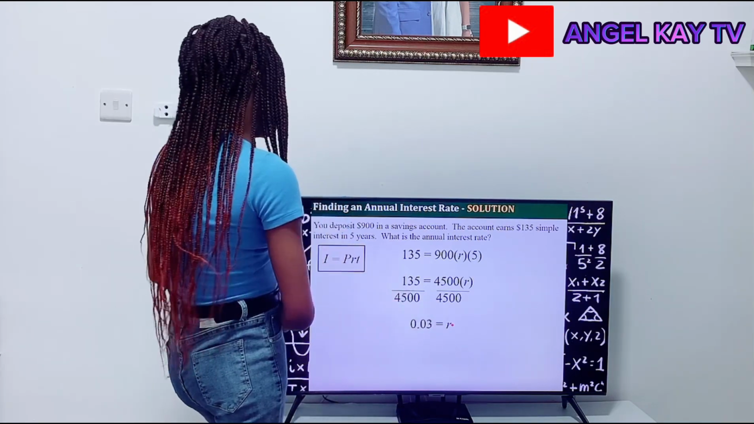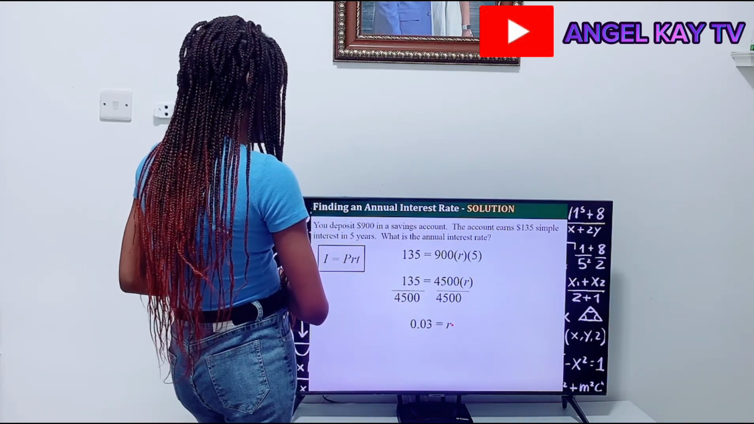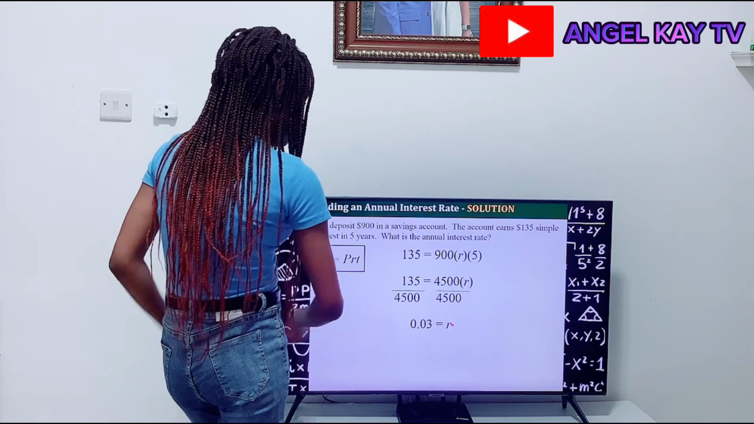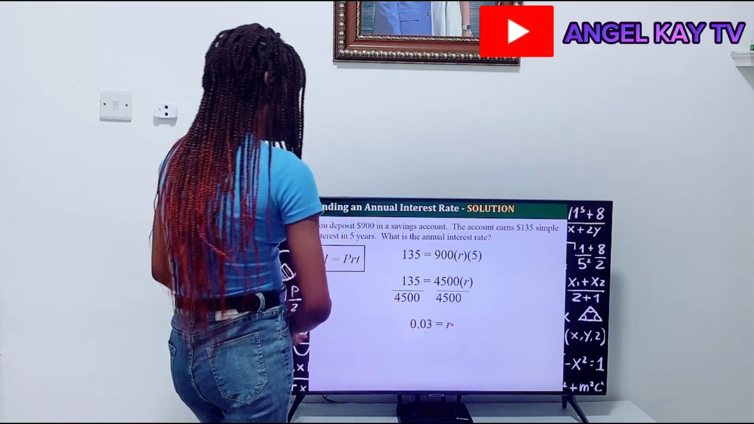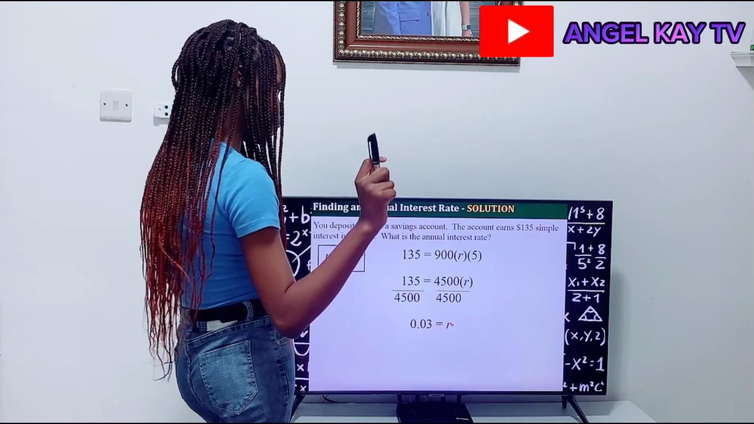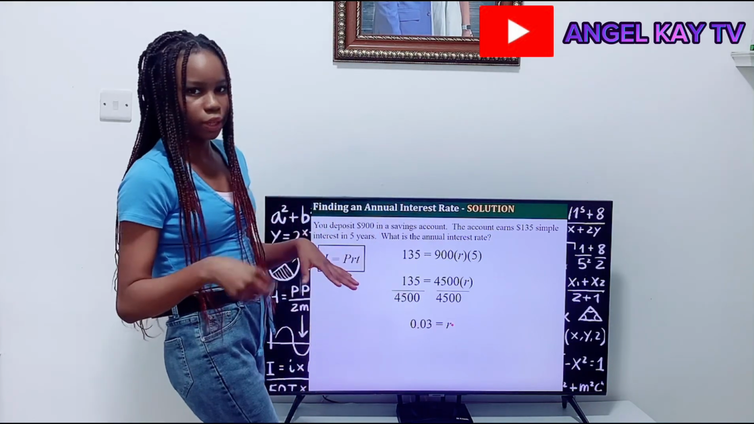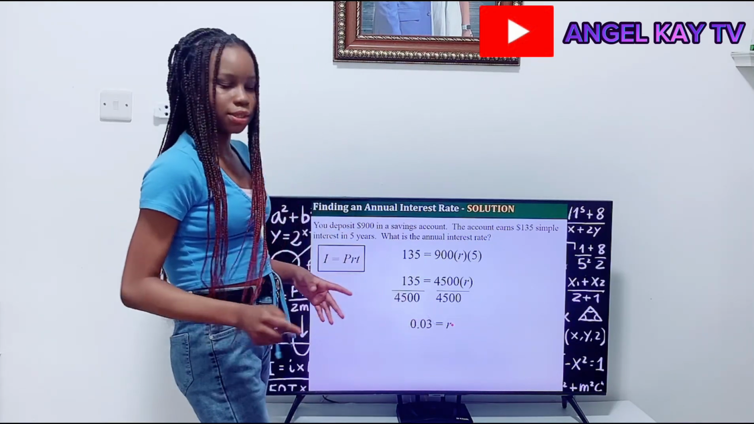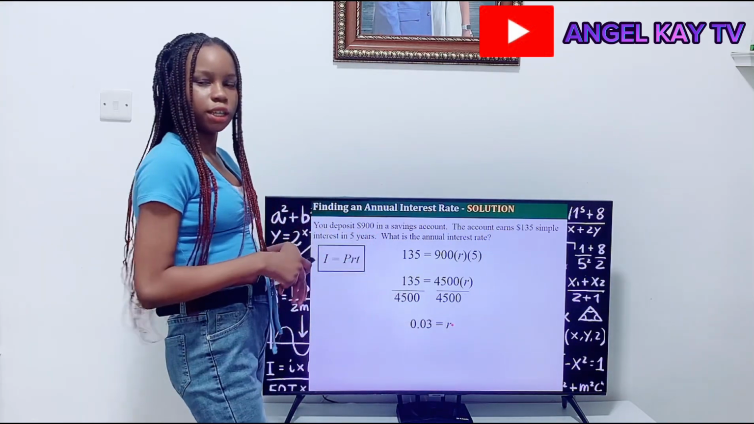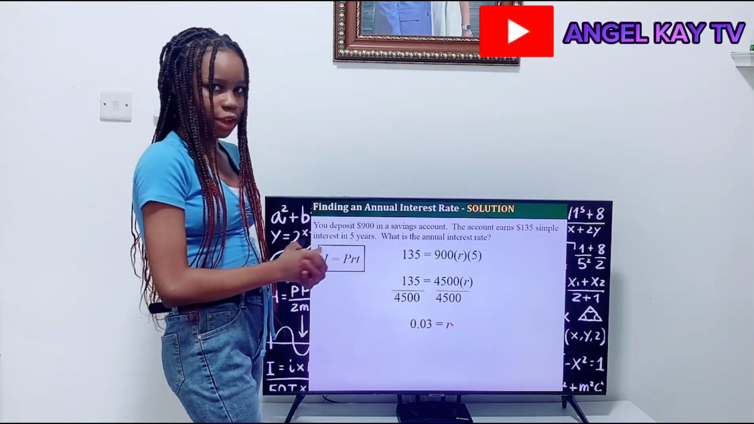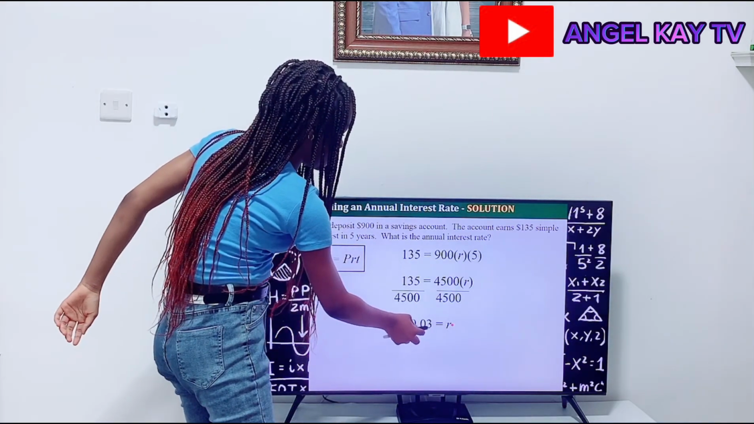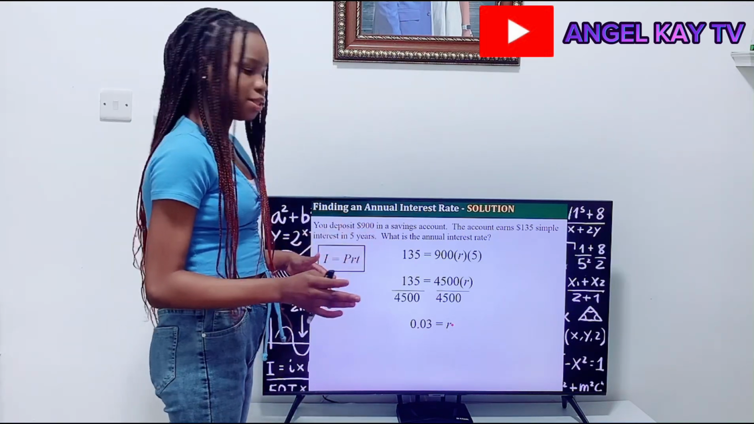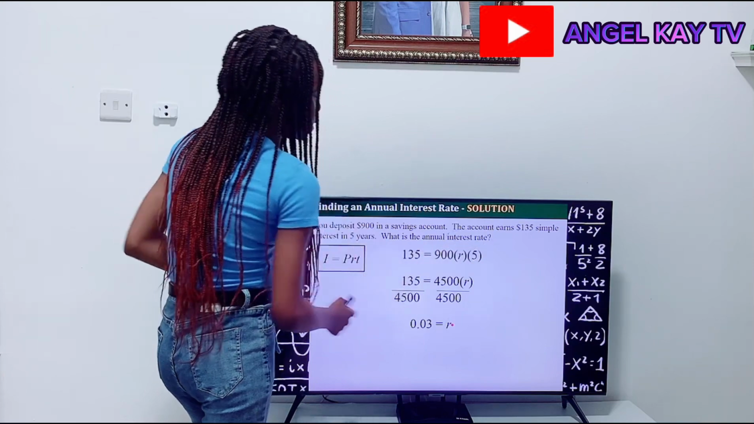Now we're looking for what R is. So that will be 135 divided by 4,500, which will give us 0.03 is equals to our R. But remember, you have to change this, but it's not really a must, but it will also be good if you change this into a percent. So 0.03, what do you think the percent is going to be? How do you do this? Well, move the decimal 2 places to the right, and then you're going to get 3%. So that means that the interest rate is 3%.